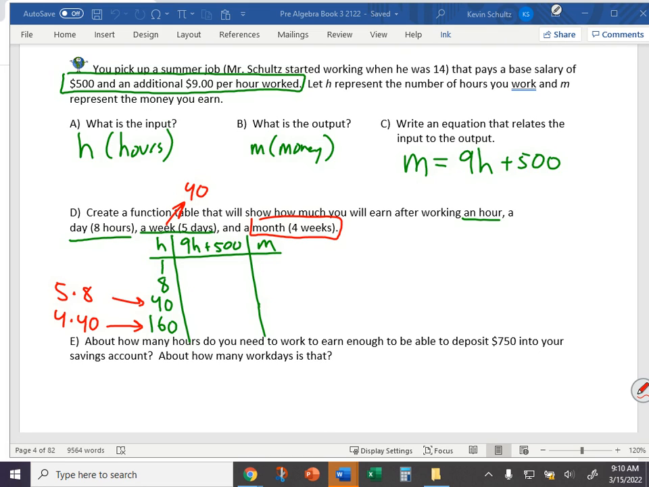Right? Okay. You can finish the rest of letter D here. Plug those inputs in. How much money are you making? What's the output? And then letter E, it says about how many hours do you need to work to earn enough to be able to deposit $750 into your savings account. Right? Sometimes you have an end goal in mind. I need to save this much money for a summer camp, for a phone, for a deposit, for whatever, right? So in this case, again, your equation doesn't change, but now you're plugging in the amount of money you want to earn to determine how many hours you need to work. Okay, so kind of switched up like we did in the previous one.